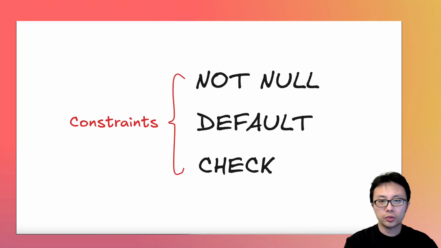Most developers think constraints like not null, default, or check are just nice to have, optional at best. But in reality, ignoring them can silently corrupt your database. Let me show you what I mean.